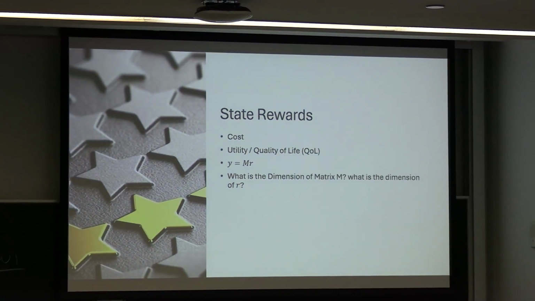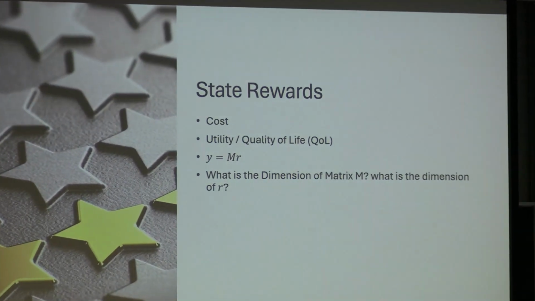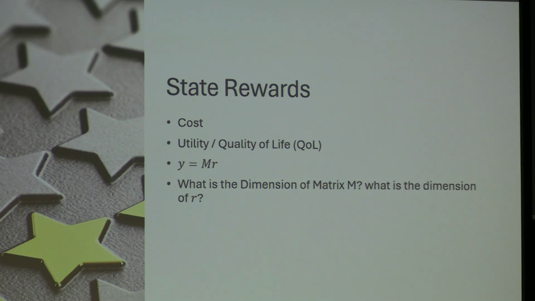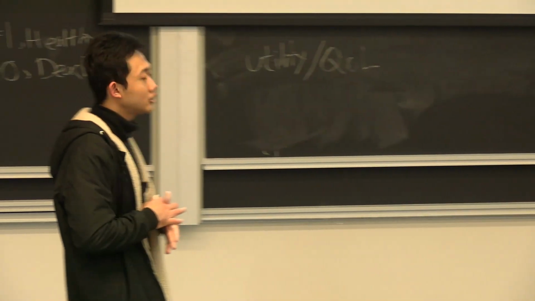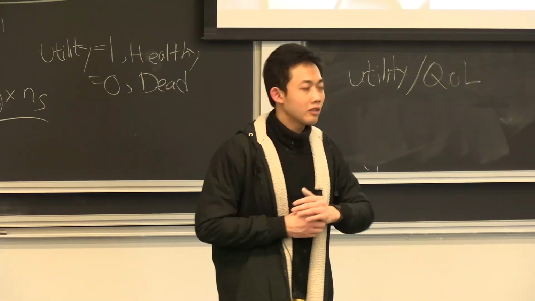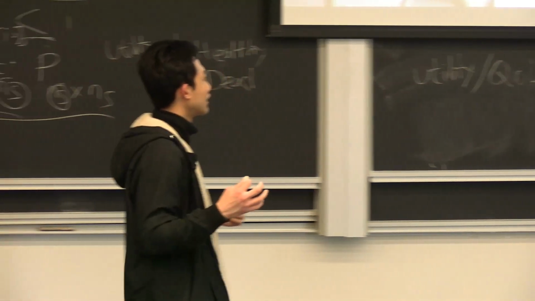And we want to define state rewards. State rewards refer to a value assigned to the outcome of interest. So we want to know about the cost. From the previous slide, we know the distribution of people who become healthy, sick, and sicker, and the proportion who become dead. But how about the cost? How about the utility or quality of life? How can we compute those values for the state rewards? That's why we will use the equation y equals M R.